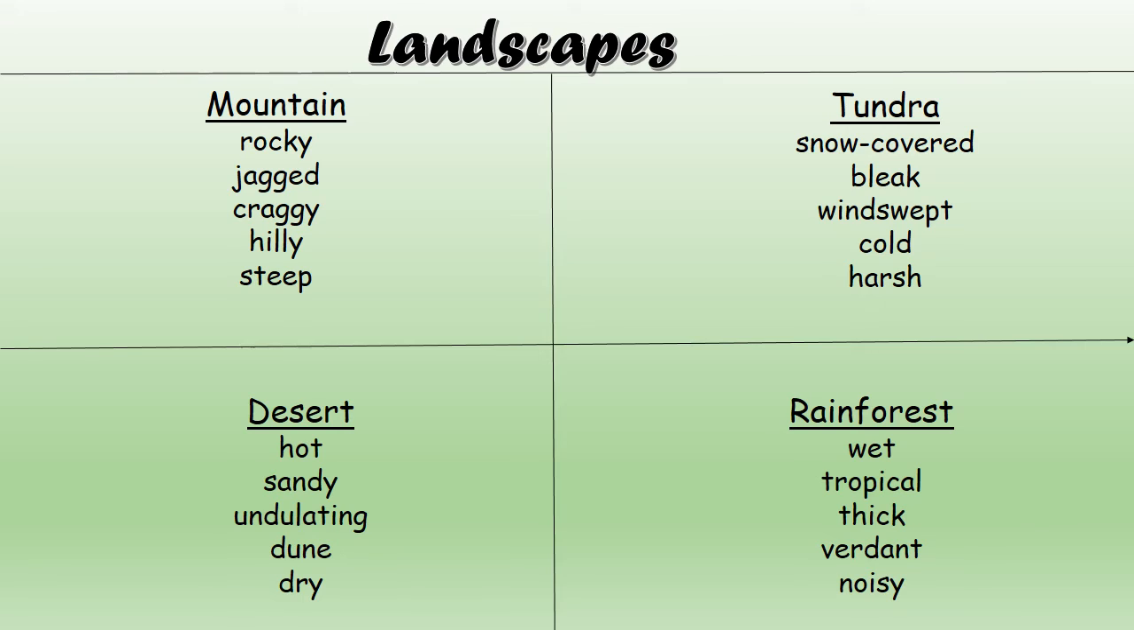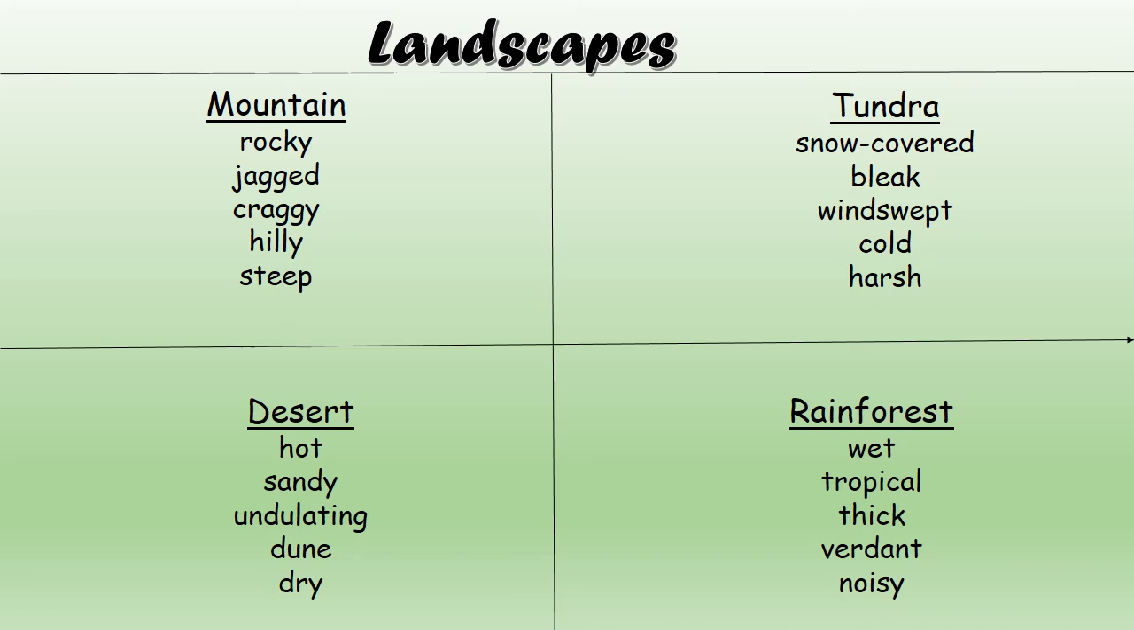Then we'll come on to the desert photographs. The desert is hot and sandy, and undulating. Undulating means that the wind blows the sand up and down into waves, and those are called dunes. And of course it's very, very dry because there isn't much rainfall there, if any.